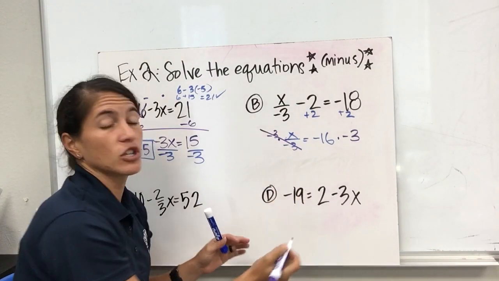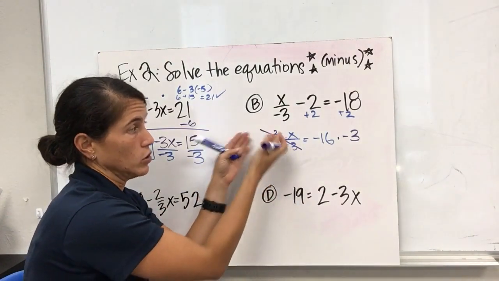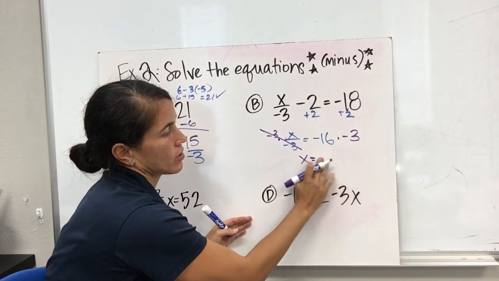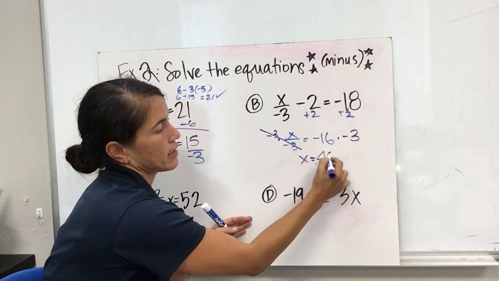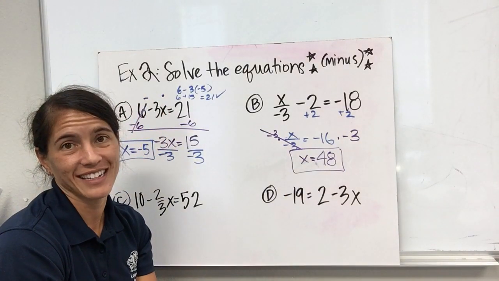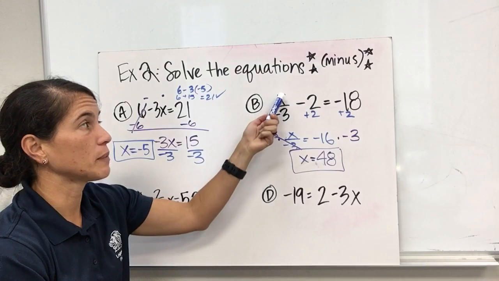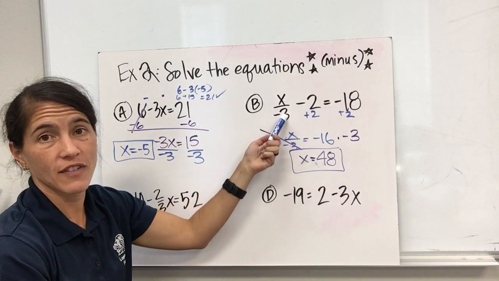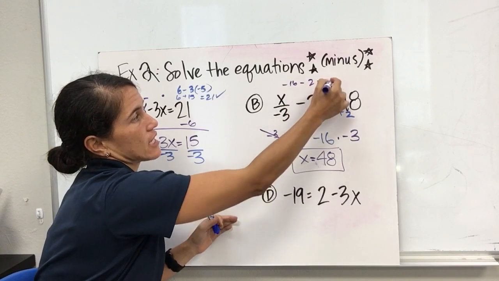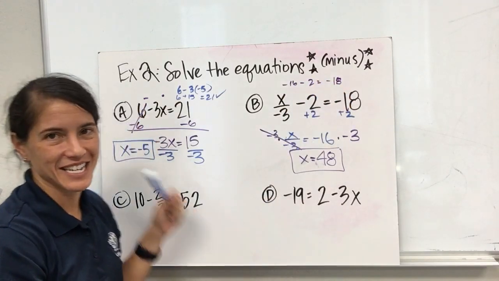These are going to divide out, or multiply and divide, and I get x equals, a negative times a negative is a positive, so positive 48. Positive 48. And then to check, I would plug it back in. 48 divided by negative 3 is negative 16. Negative 16 minus 2 is negative 18.